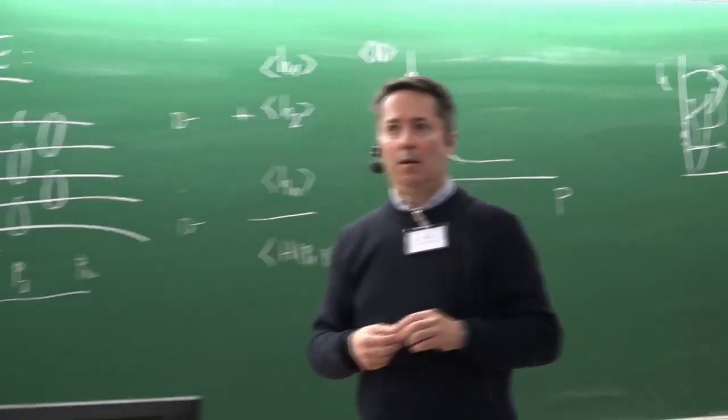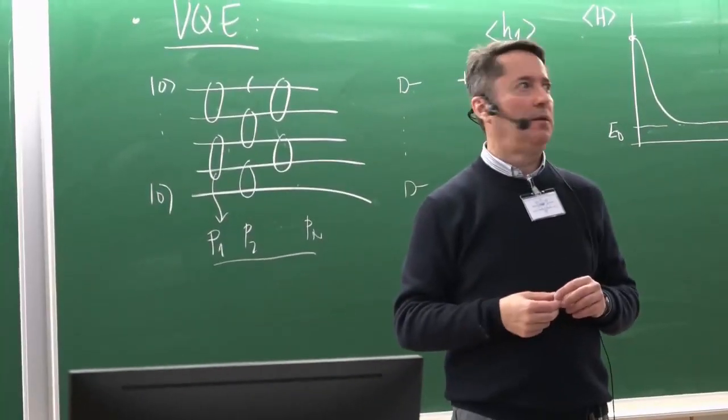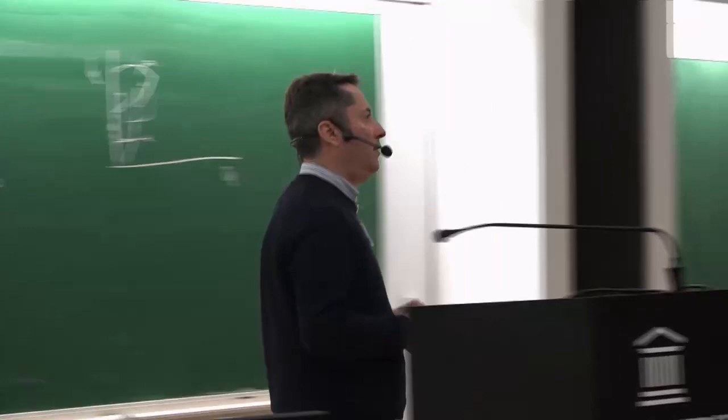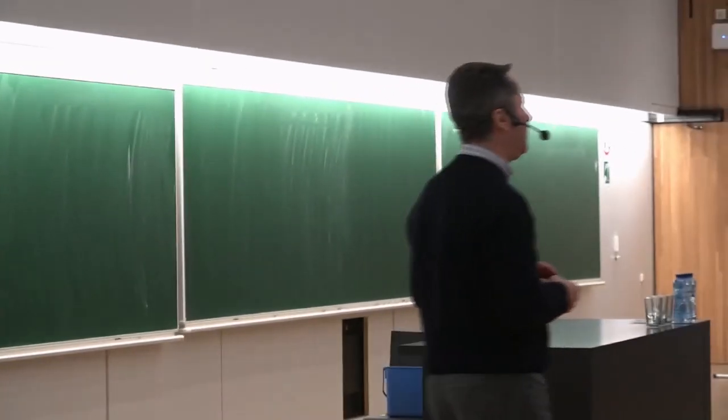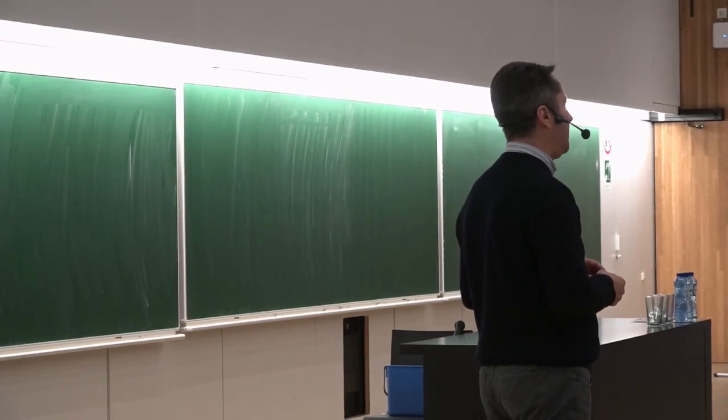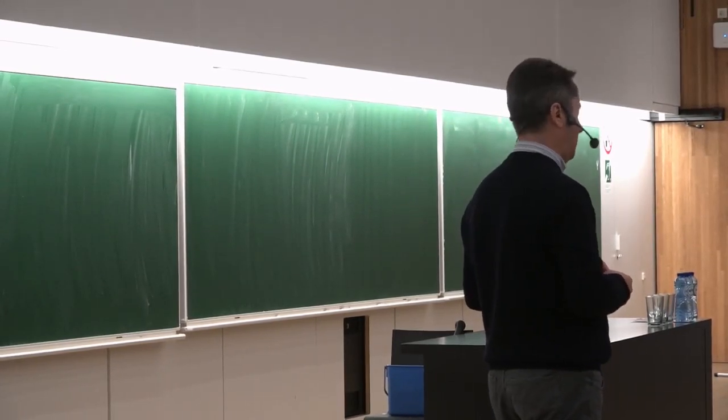Hello. I would like to know how the adiabatic process is implemented on a quantum computer. Is it decomposed into a series of unitaries? And in practice, how do we do that?